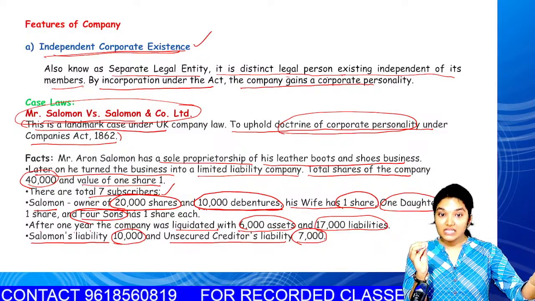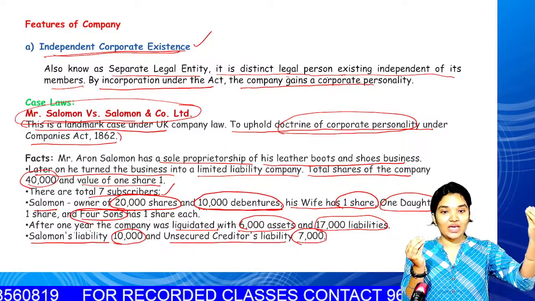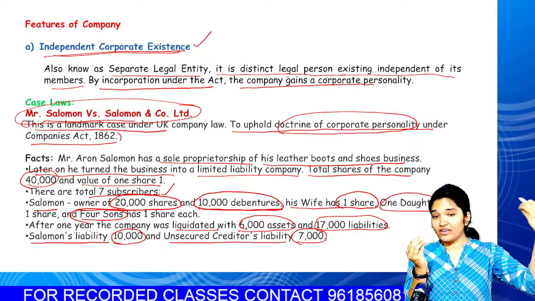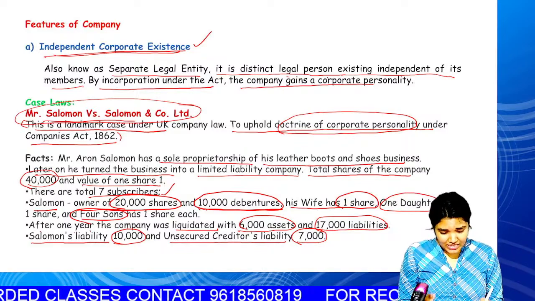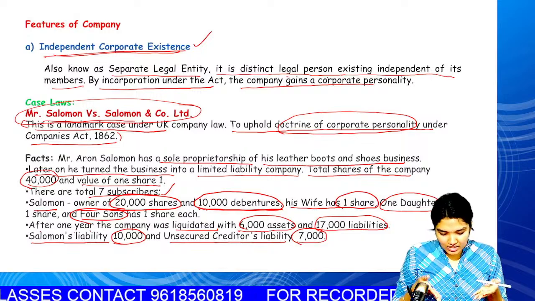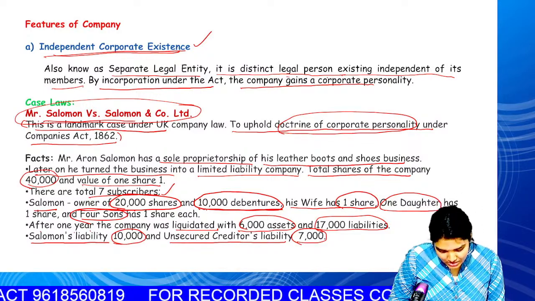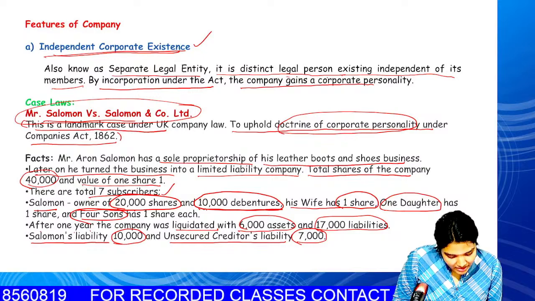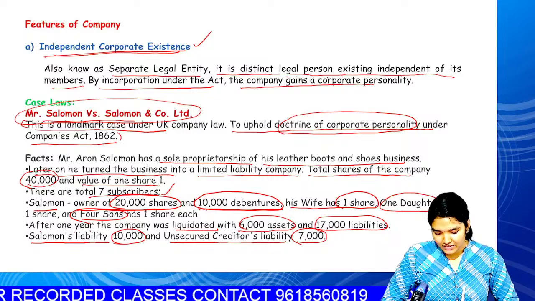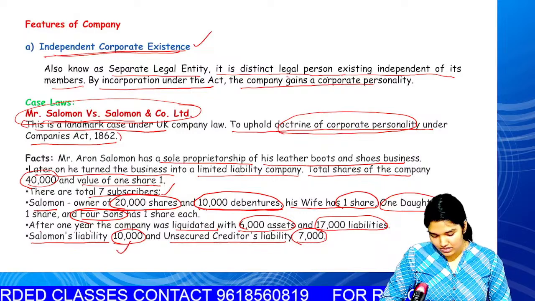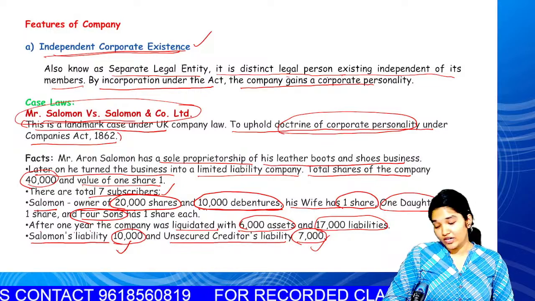So if the company is liquidating, what is the first thing the company should do? The company should pay the secured creditors' liability. Now who is the secured creditor here? Nothing but Salomon, because he is holding 10,000 debentures. And then the unsecured creditors' liability of 7,000. For whom should we pay first as per the Companies Act? Secured loans. So first we have to pay Salomon's liability and then the unsecured creditors' liability of 7,000.